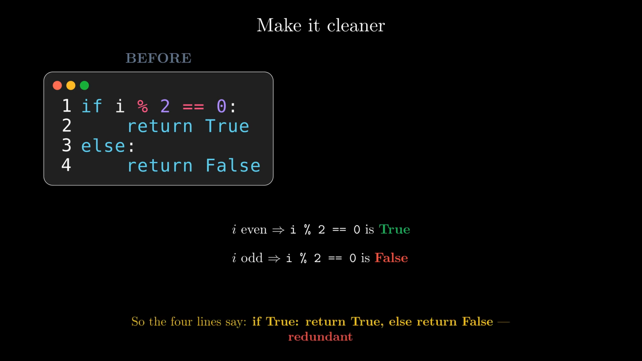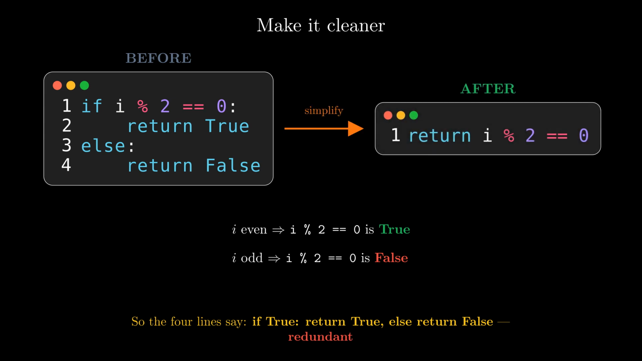If true, return true. Otherwise, return false. We are asking whether something is true only to hand back that exact same answer. That is redundant. We can cut out the middleman and return the expression directly. Replace the entire if and else block with a single line. Return i mod 2 is equal to 0. The behavior is identical. Even and odd come out exactly as before. But now it is one honest line.